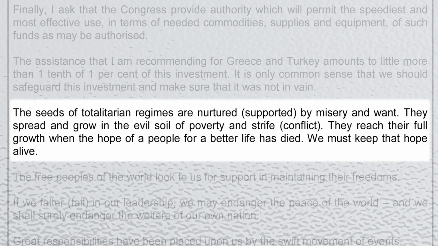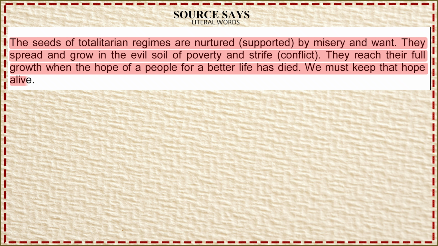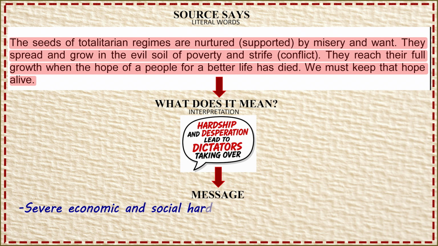Look at the line about totalitarian regimes being nurtured by misery and want, and growing in the evil soil of poverty and strife. Truman isn't just describing communism. He is linking it directly to poverty and positioning American aid as the cure.